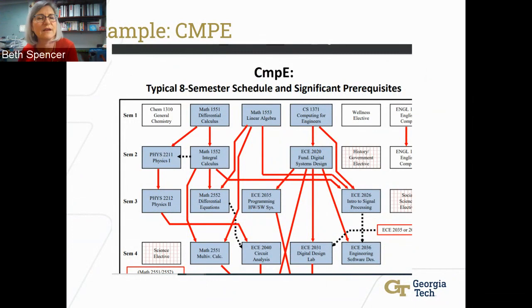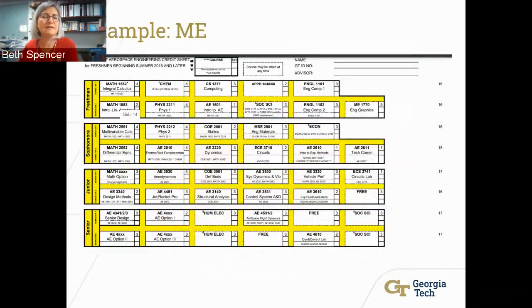And let's move another slide. This is a different way of looking at it. A lot of the engineering majors make charts like this, and if you actually go to the page, this is for mechanical engineering, you can read information about prereqs and options, etc.